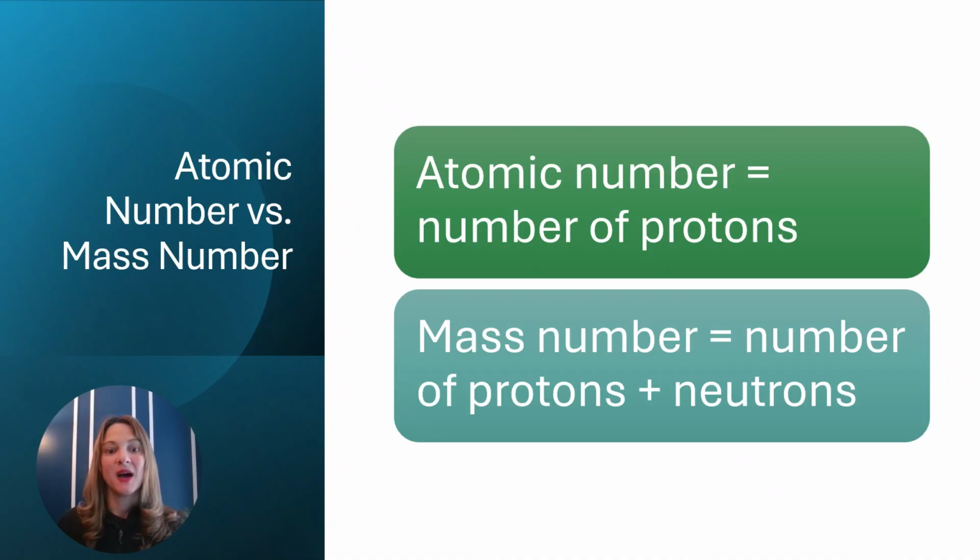Let's talk about atomic number versus mass number. Atomic number is the number of protons in an atom. The mass number is the number of protons plus the number of neutrons. And at the end of class, I'll do a couple quiz questions and we'll go through an example of atomic number versus mass number.